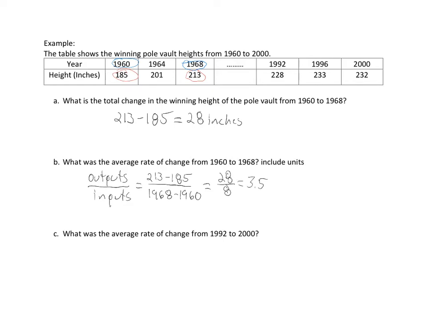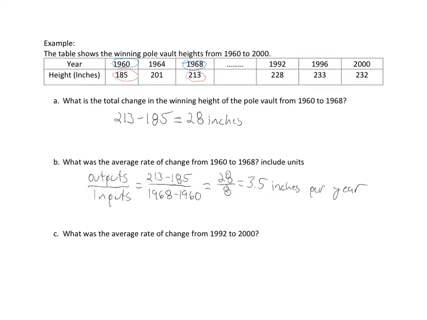And notice that I said include units. The units are always the output per 1 input. So this would be 3.5 inches per year. What that is showing is that on average, the winning height is increasing by 3.5 inches per year.